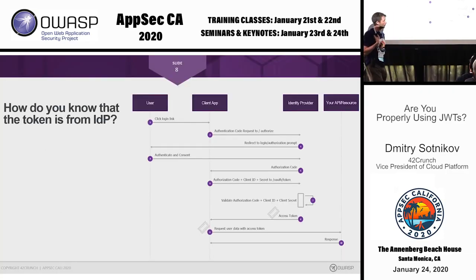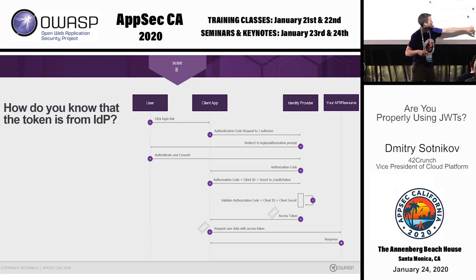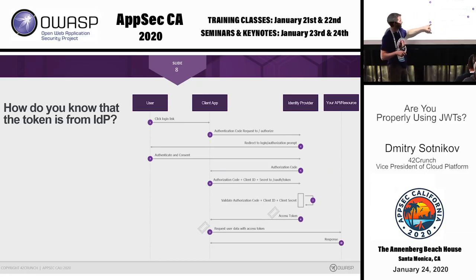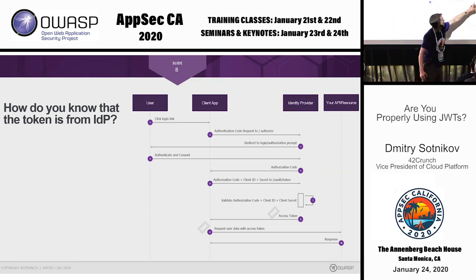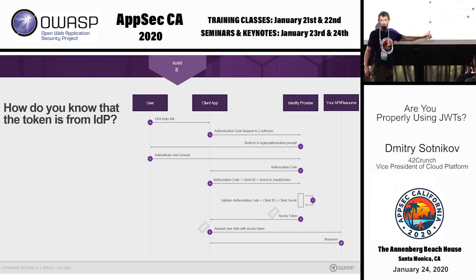And so how do you know, in that case, that the token that you got here, how would that resource know that what it got from that client is actually a token that it can trust, that came from that identity provider? Because, as you can see in the diagram, this API, this resource, doesn't talk to the identity provider at all. It only talks to the client.